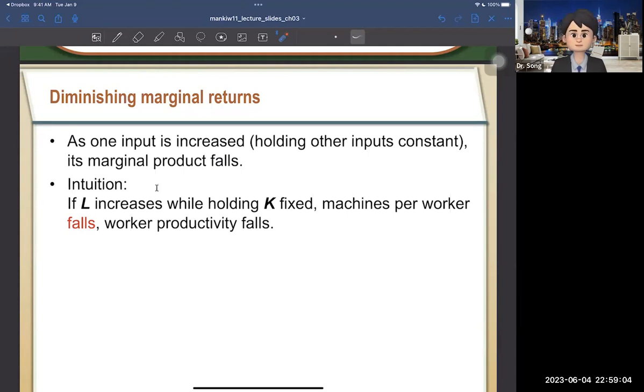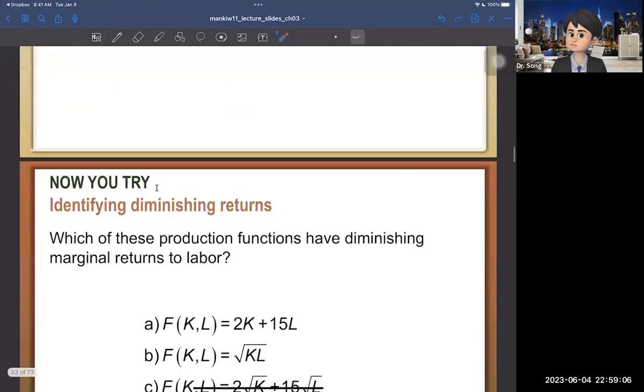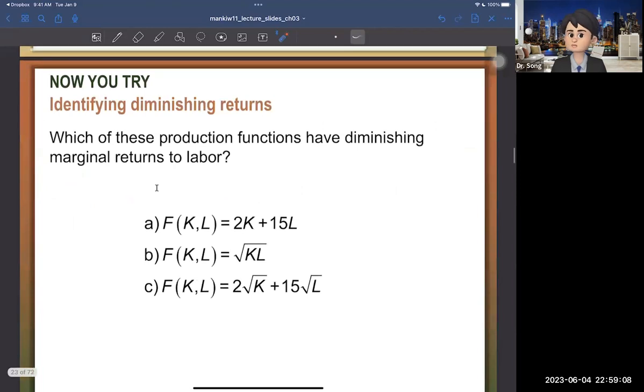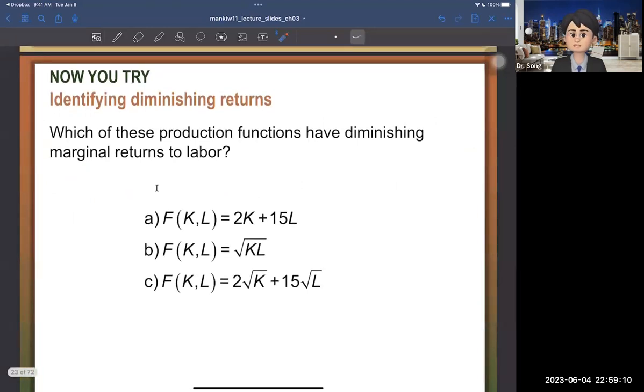Okay. All right, so let's cover this example. Which of the production functions have diminishing marginal returns to labor? So in order to check, again, the easiest way is to play with an example, play with the numbers.